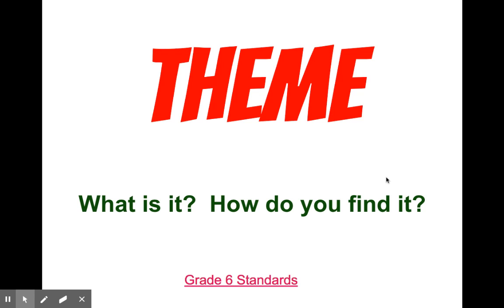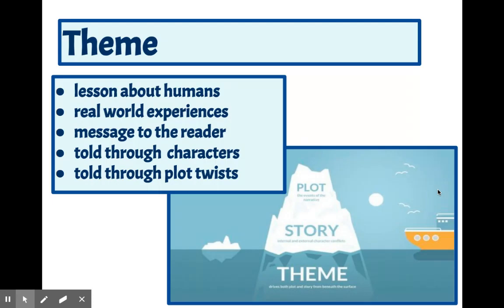Hi, everybody. Today we are looking at the theme of a story. We're going to look at what theme is and talk about how to find it. Now, many of you have learned a little about this in the past, and you've learned that the theme is the message of a story. And that's a good way to remember it quickly and to kind of summarize it. But we're going to get a little bit deeper than that.